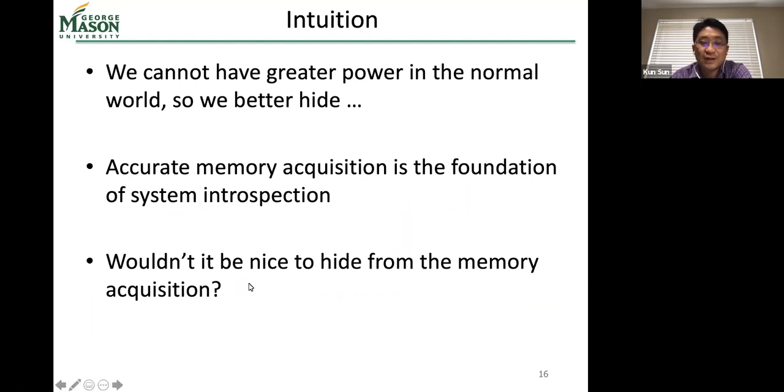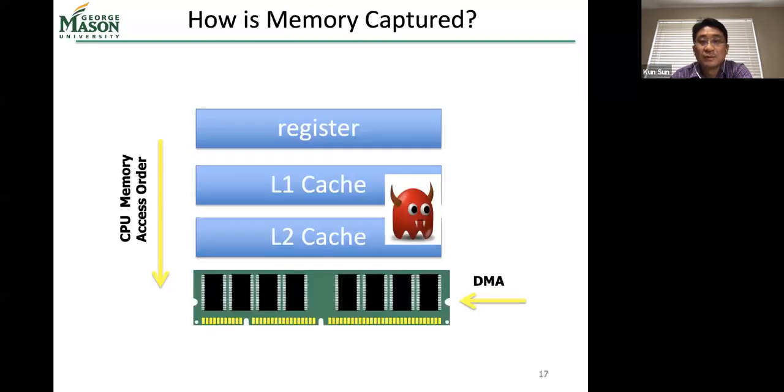So our direction is to hide those malicious codes from this introspection. For accessing the memory, there are generally two directions. One is that we read from DMA directly, right? We just use some network card to directly read the memory address space. And the other direction is from the CPU, where we go through the page table and can access the physical memory.